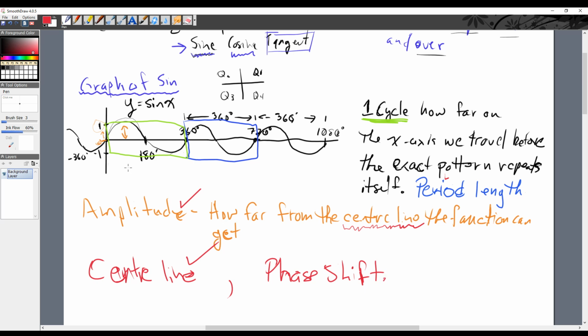So for sine, it has a period length of 360 degrees. That's the default period length for sine. It's got a default amplitude of 1. That's how far away from the center line it can get. It's got a default center line of 0. It's centered about the x-axis, and it has no phase shift. What phase shift talks about is how far left or right from the standard position the function is moved. Okay, so that is the basics.